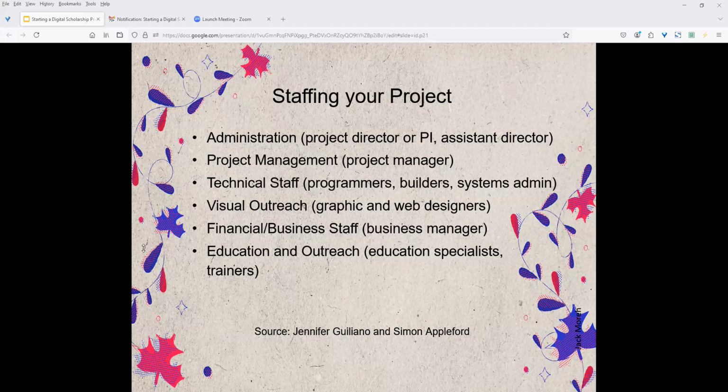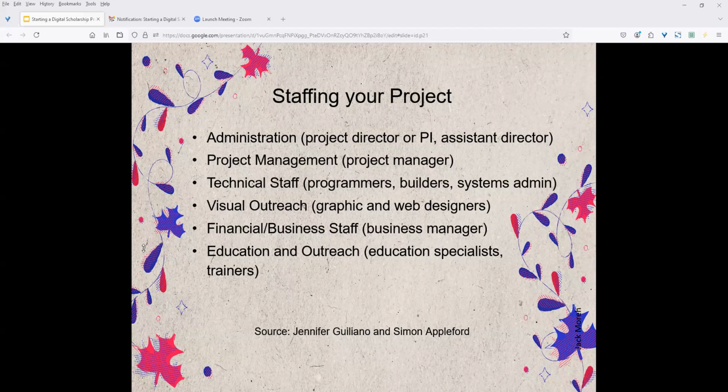The next person you're going to need is a project manager, the details person, the person who handles all the logistics, the meetings, all that stuff. They focus on planning and tracking of deliverables and the day-to-day activity. And Jennifer and Simon very highly recommended that the project manager and the principal investigator be two different people. The principal investigator deals with the vision. The project manager deals with the day-to-day stuff.